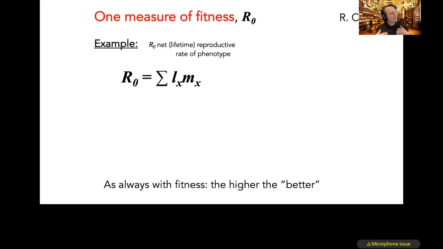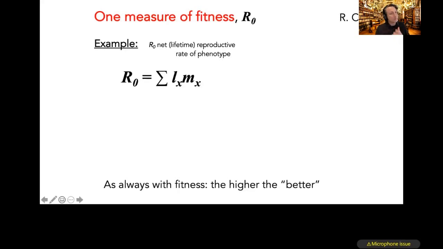Okay, if you remember back in our early discussions about exponential growth, right? Remember Malthus? We talked about R naught because that often comes up, especially when we talk about exponential growth of populations. Talking about COVID-19, you often hear discussion about R naught. R naught we can use as a measure of fitness. So R naught is the lifetime reproductive rate of a phenotype.